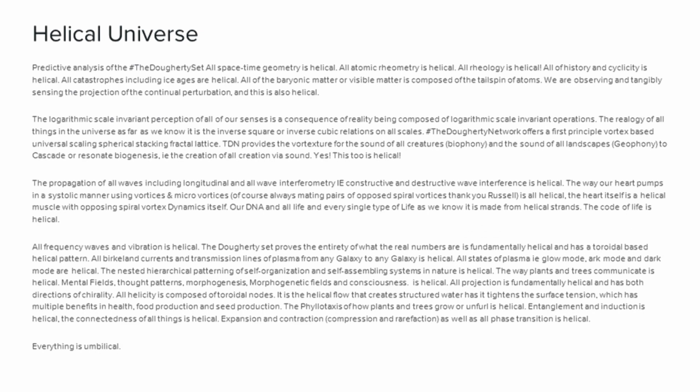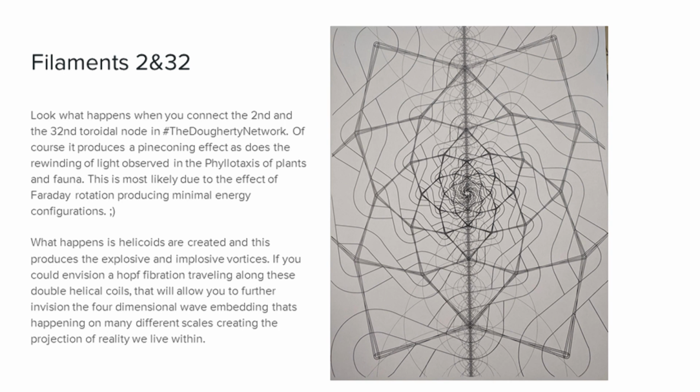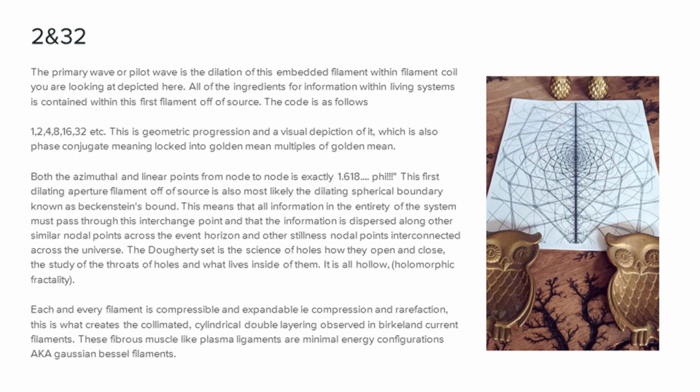Universe is helical. Boom. Filaments 2 and 32. Filaments 2 and 32 nest perfectly. This is just one example of the filaments nesting. There's an infinite amount of arrays of the filaments nesting. That's what creates interference patterns. Interference patterns is what creates reality. 2 and 32 again. Obviously, I had a lot to say about that.